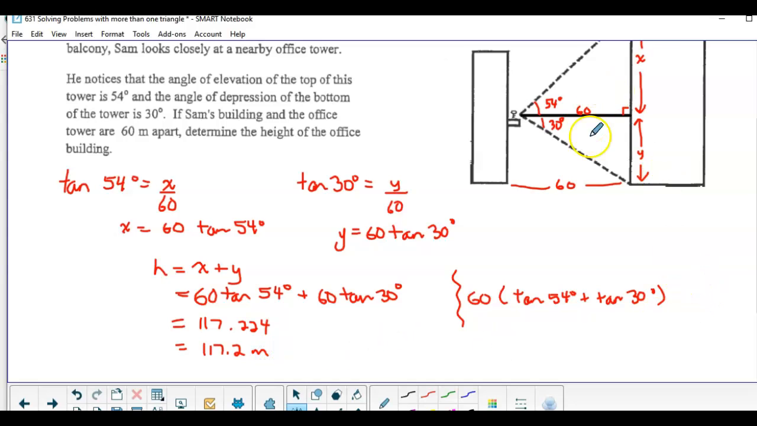Okay, so that one's pretty straightforward. Just always remember, angle of elevation is from the horizontal up, and angle of depression is from the horizontal down. Because sometimes we won't even give you these dotted lines either. Okay, so that is a good sampling of some two triangle problems. That's it.